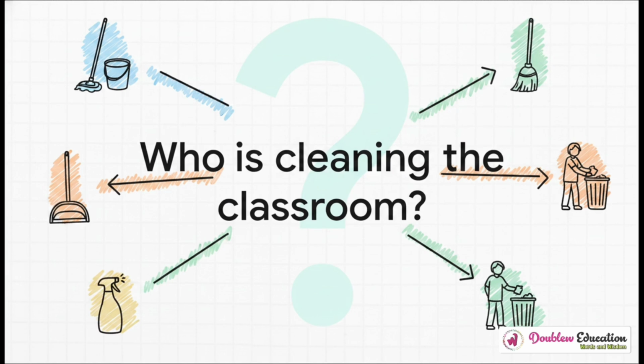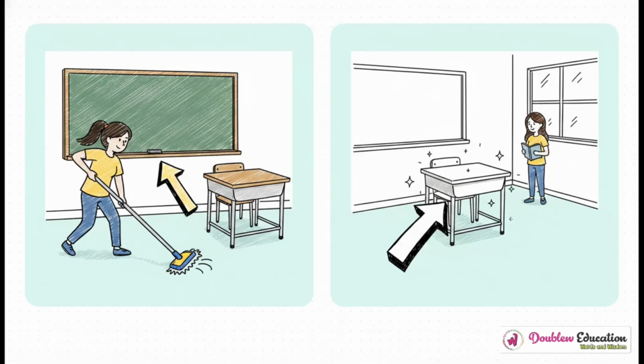If you think about it, there are a couple of different ways you could say it, right? You could say Priya is cleaning the classroom. That's pretty straightforward. Or you could say the classroom is being cleaned. Now, both of these sentences tell us the exact same thing. The classroom is getting spick and span.